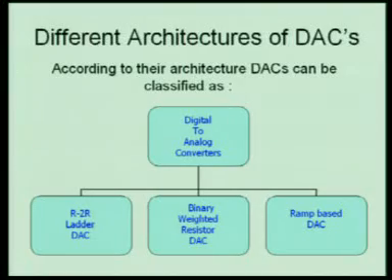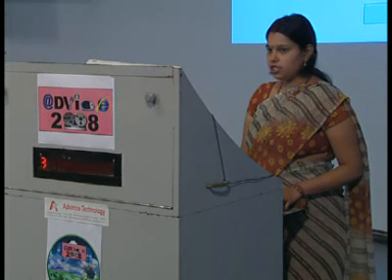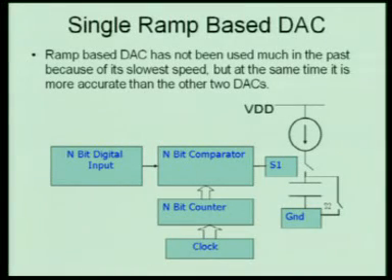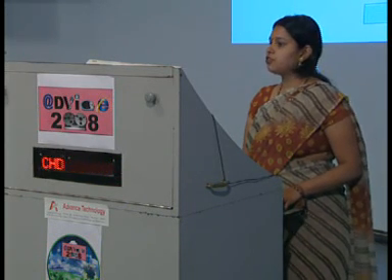Now, different architectures of DAC. DACs can be classified according to their architectures: R2R ladder DAC, binary weighted DAC and ramp based DAC. Coming directly to the ramp based DAC, this is the architecture of a single ramp based DAC. Ramp based DAC has not been used much in the past because of its slow speed, but it is more accurate than the other two DACs.